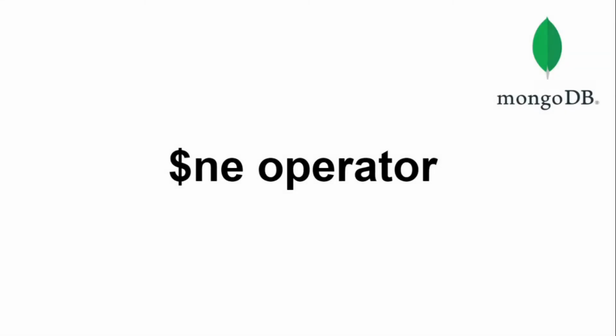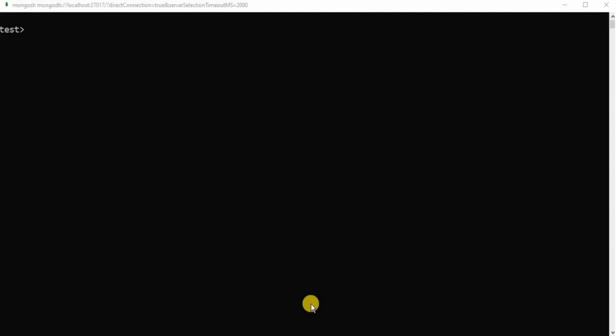Welcome back. In this video, I'm going to show you what is the purpose of the not equal operator and how you can use the not equal operator in MongoDB. The NE operator is also called the not equal operator. The not equal operator selects the documents where the value of a specified field is not equal to the specified value. This includes documents that do not contain the specified field.